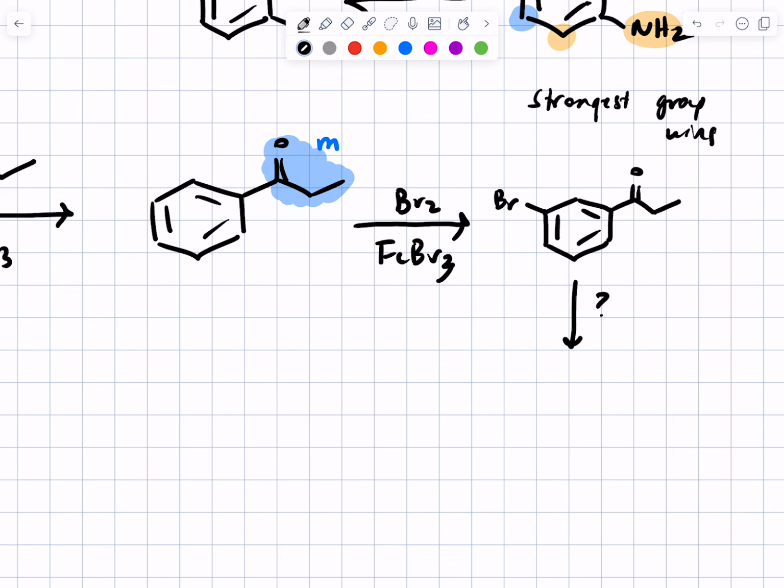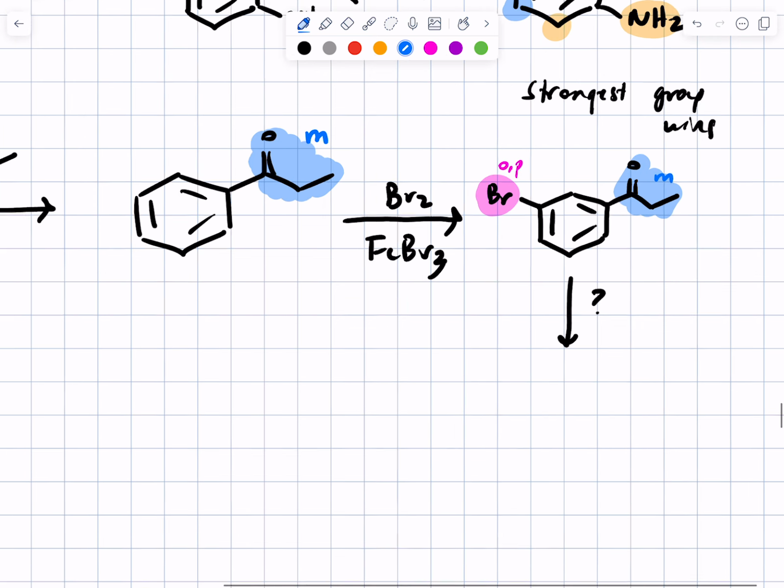If at that point I want to install the nitro group, I could go ahead and do it because I've got an ortho-para director in the bromo, and I guess we were using pink for the bromo. The ortho-para director for the bromo versus a meta director for the ketone, and we've said the strongest activating group wins. Although we know that bromo is slightly deactivating relative to benzene, so maybe that's a bad idea.